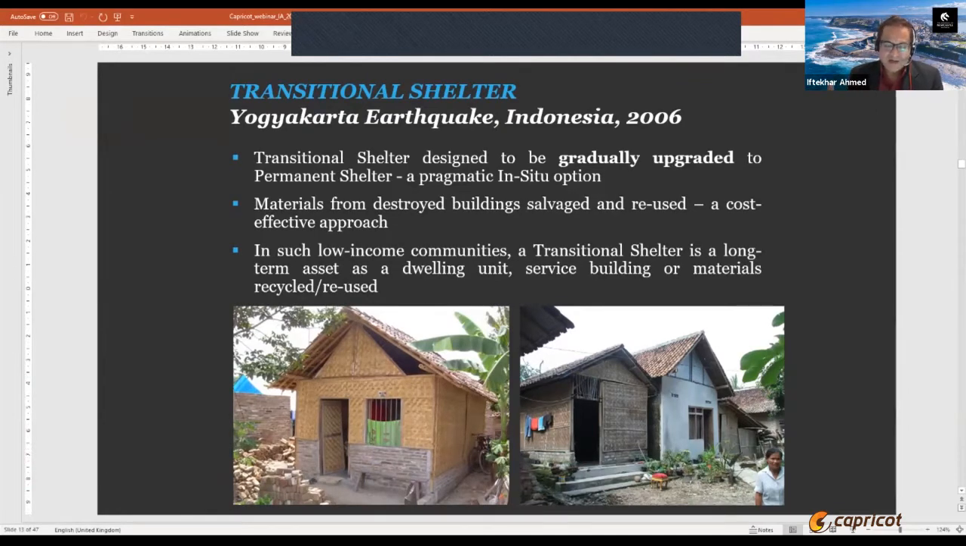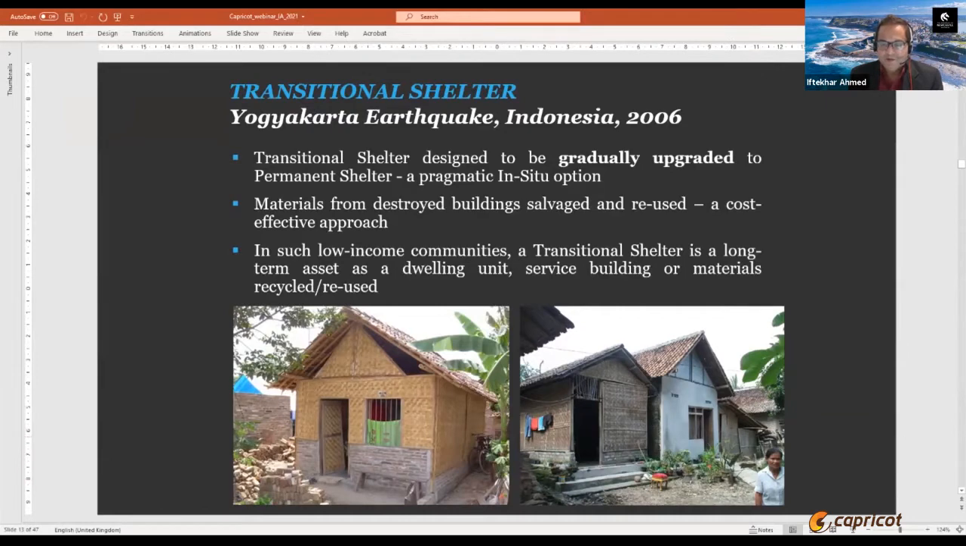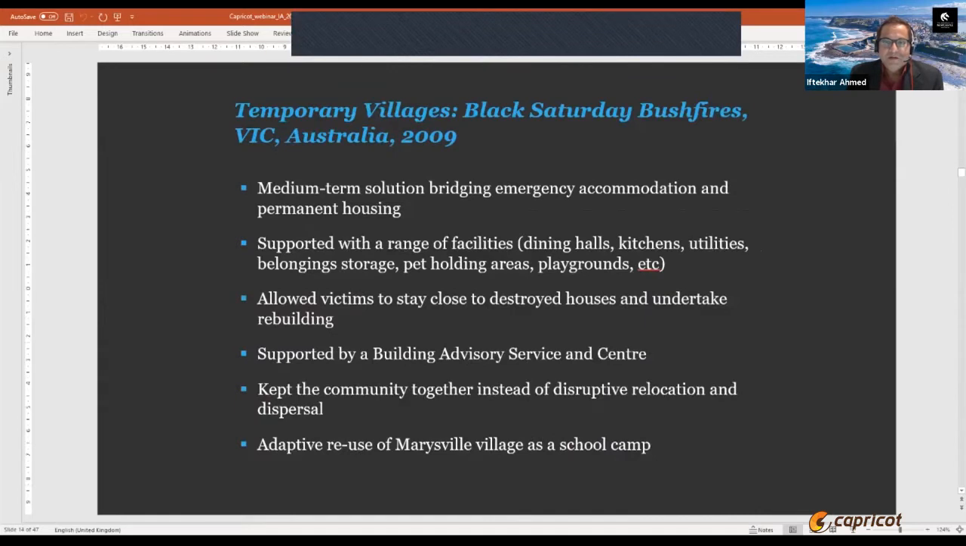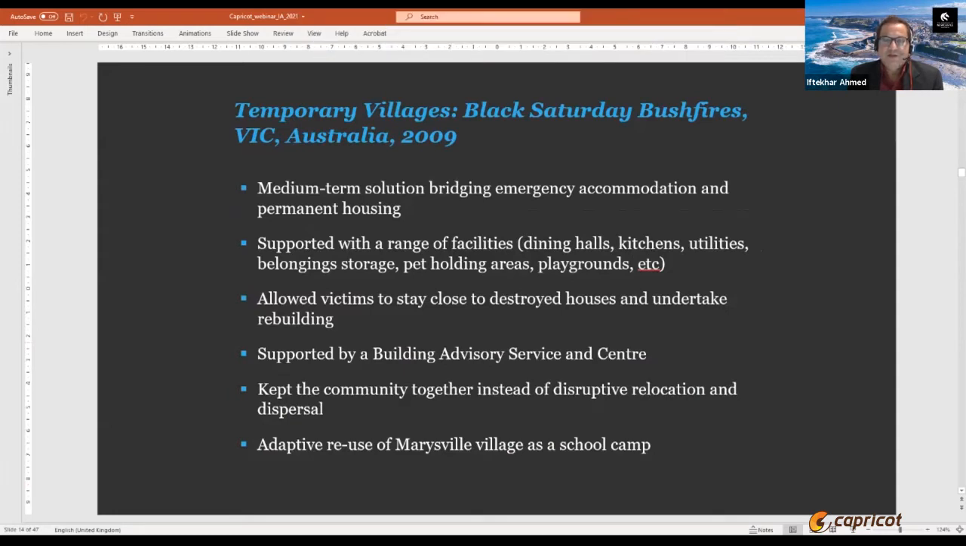So this kind of gives you an idea of how people with lower incomes use these spaces as multi-purpose spaces, how they actually prolong the longevity of resources and take very good care of it. And I'm just giving you a comparative example from Australia. This was the massive bushfires in 2009. And so there were these temporary villages, which were like a medium-term solution. People stayed in these temporary villages. I'll show you some photographs in the next slides. They stayed there for about 1.5 years.